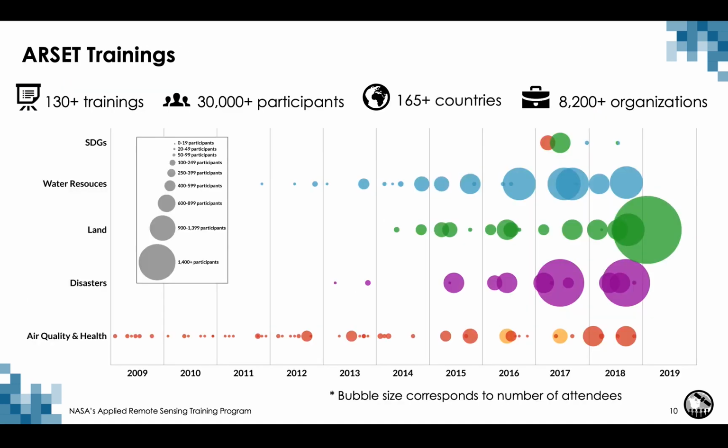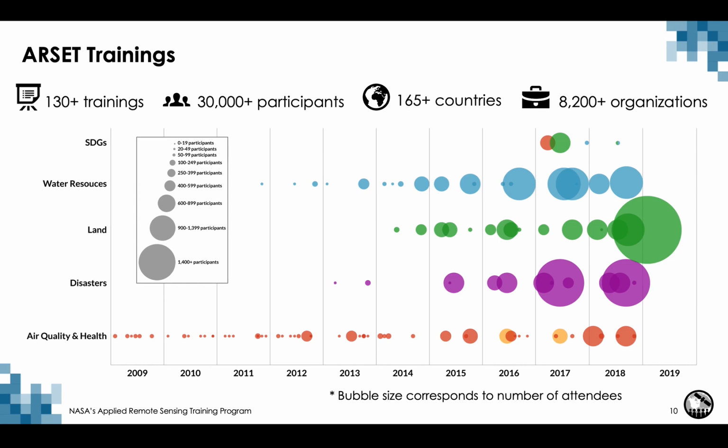This infographic gives the timeline for ARSET for its first 10 years from 2009 to 2019. Each bubble size corresponds to the number of attendees per training and application area. For ARSET's first 10 years, the program held more than 130 trainings, with over 30,000 participants, joining both in person and online from across the planet.